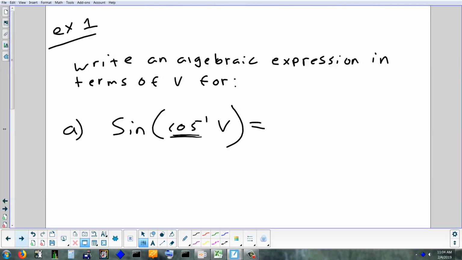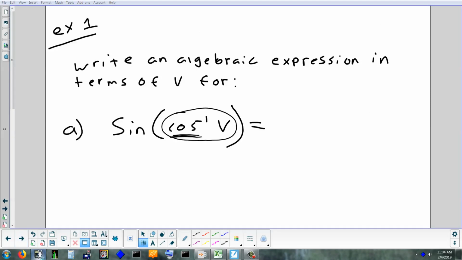So it says to write an algebraic expression. So what they're saying there is get rid of everything that's trig. Sines, cosines, secants, get rid of them all. And we're going to turn it into just algebra. Okay, now just a reminder about this.